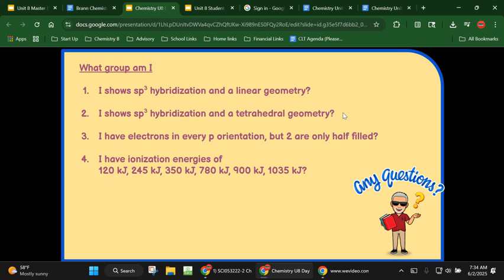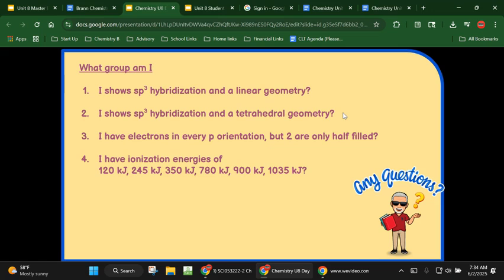How many electrons is that in the p? 4. What family on the periodic table has an electron configuration that ends p4? Hold on. On your periodic table, which one ends p4? Which one? Oxygen or group 16? Absolutely. Thank you very much. Questions? All right, now I saved the hardest one for last.